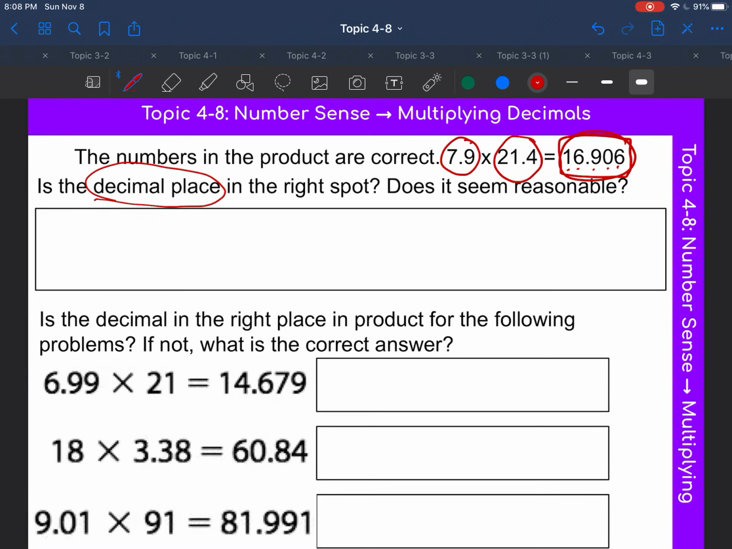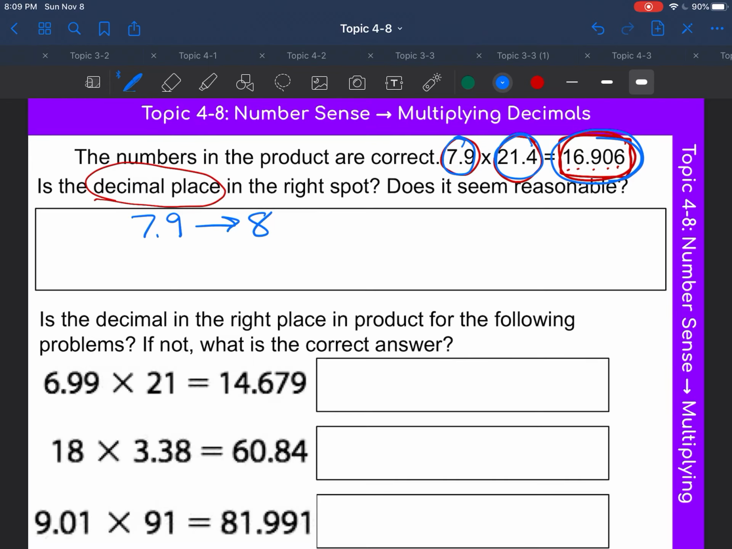Well, if we look at that, 7 and 9/10 is about what? If we're estimating this, because I want to see what the estimate is, and once we estimate, we can see if our decimal place is in the correct spot. So 7 and 9/10 is about what? It's about 8. 21 and 4/10. Yes, you can make it 21, but I can't do 8 times 21 in my head.